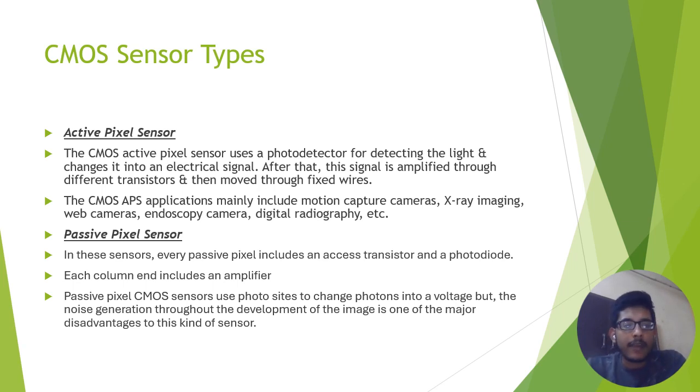The second one, the passive pixel sensor. In this sensor, every passive pixel includes an access transistor and a photodiode. The pixels in this sensor are arranged in a two-dimensional structure, with an access enable wire shared through pixels within the similar row, and the output wire is shared through the column.